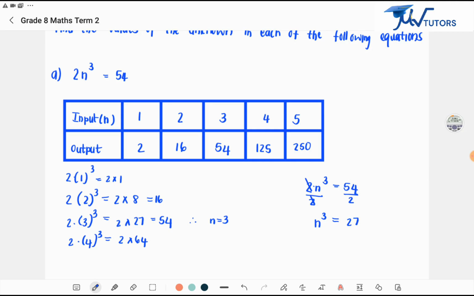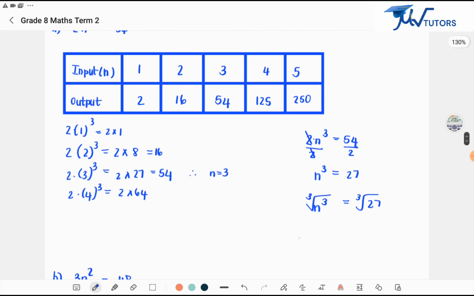So, how do I get rid of the cube? N cubed. I'm going to put there a cubed root. That's how we get rid of the cube. Put a cubed root, and we put it on both sides. If I were to simplify it, this would be like n times n times n, and that would be 3 times 3 times 3. And there we have our cubed root there. So if I simplified, n would be equal to 3.